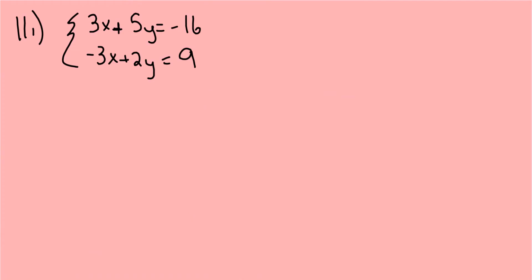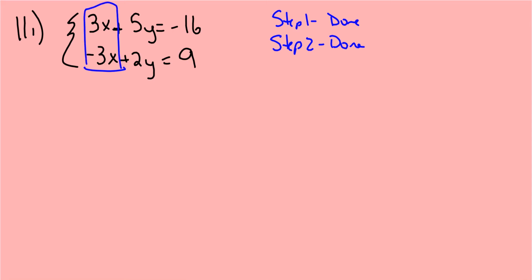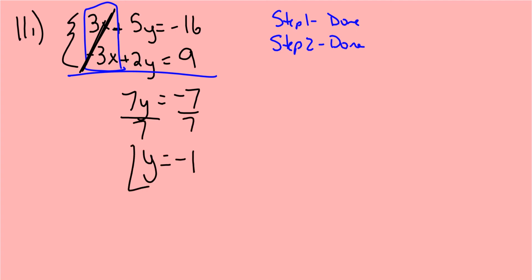Alright, so number 11, look, step 1 is done. Everything's lined up. Step 2 is also done because look, the x's already cancel. So that means I just add up and down. I end up with 5y and 2y is 7y equals negative 7. See, look, that's easy. I divide by 7 on both sides. I get y equals negative 1.